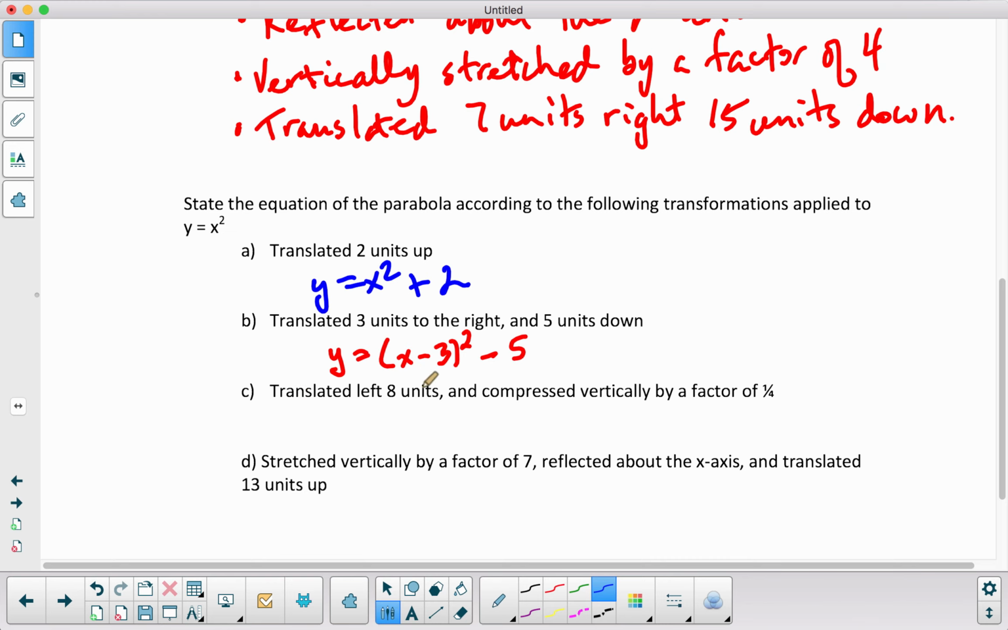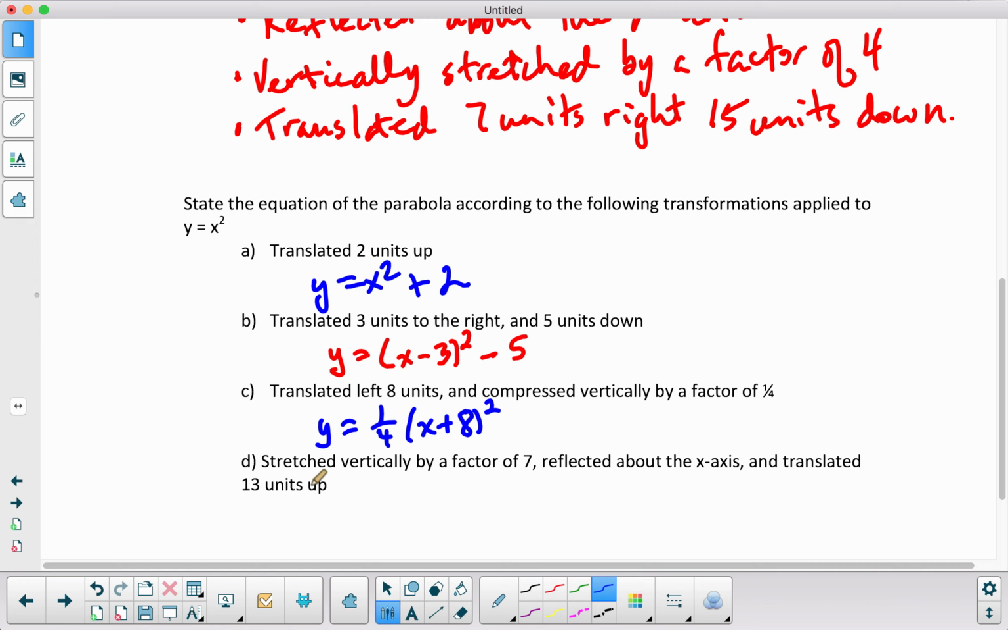Okay, the next one: translated left 8 units, compressed vertically by a factor of a quarter. So this compression is basically telling us our a value. So our a value becomes 1/4, and it's translated left 8 units, which means our h value is negative, which means in the brackets it actually becomes positive.